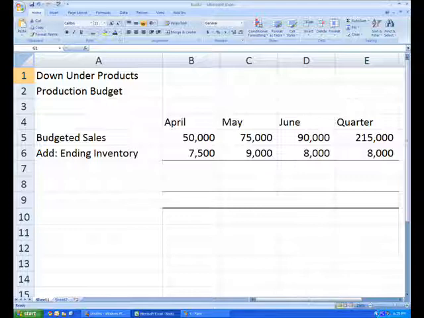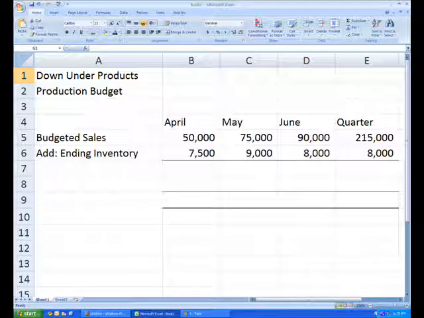So look at April. How are we going to get the desired ending inventory for April? Well, we're going to look at May's budgeted sales of 75,000 and multiply that by 10% to get 7,500 for April's desired ending inventory. You're going to do the same thing for May. In May, you're going to look at June's budgeted sales of 90,000, multiply it by 10%, you get 9,000 desired ending inventory for May. How are you going to get June's? Well, this is why they gave us July's budgeted sales. They told us that July's budgeted sales, 80,000. 80,000 times 10%, 8,000 desired ending inventory for June.